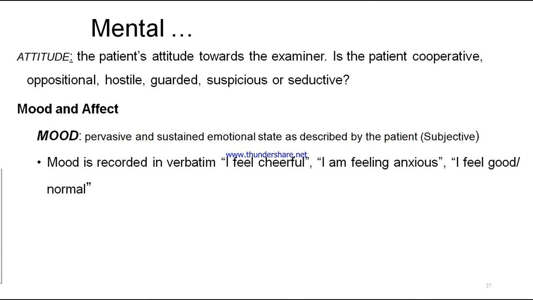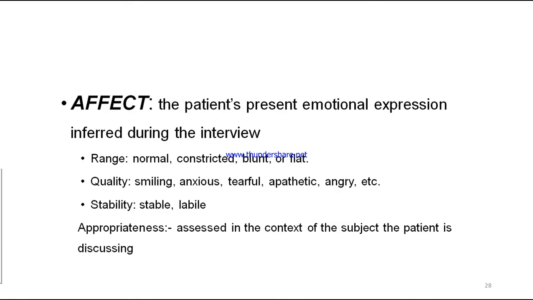Mood is a pervasive and sustained emotional state, as described by the patient. It is persistent, and we want to know which emotional state, described verbatim, such as "I feel cheerful" or "I am feeling anxious" or "I am feeling good, I am feeling normal." Affect is the patient's present emotional expression, what we observe in how the patient expresses feelings. Affect can be of normal range, constricted, blunt, or flat, or the patient may smile or appear anxious.